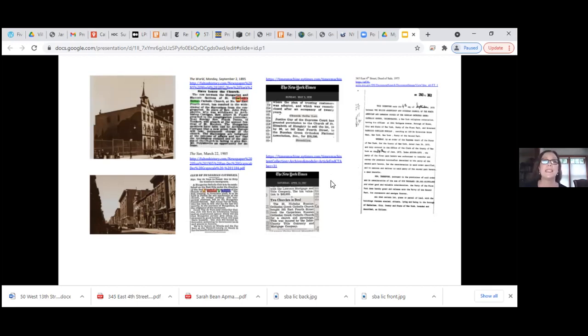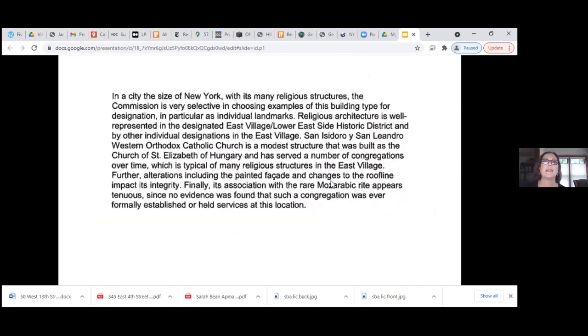However, LPC did deny our request, and these were the reasons that it cited, saying that it's very careful when it does choose religious structures, and it feels that religious architecture is already very well represented in the historic district in the East Village. It also talks about the fact that there were many religious structures in the East Village that served the immigrant communities. It also disputed the fact that the paint was changed, which is, I think, really stupid, because paint can be changed back.